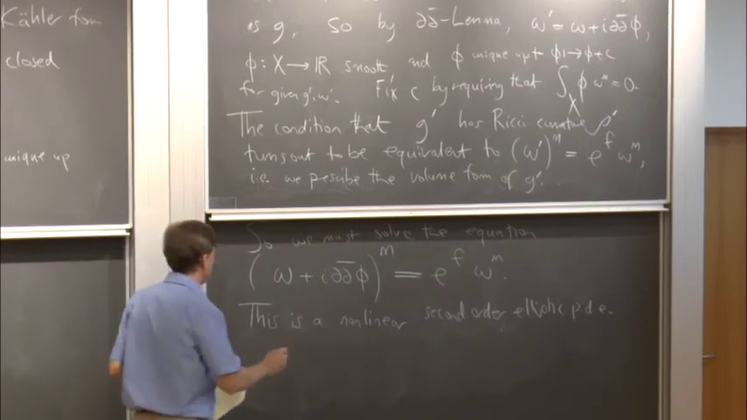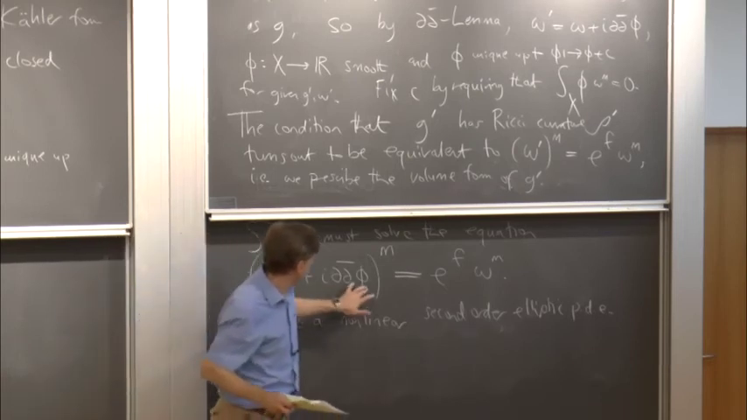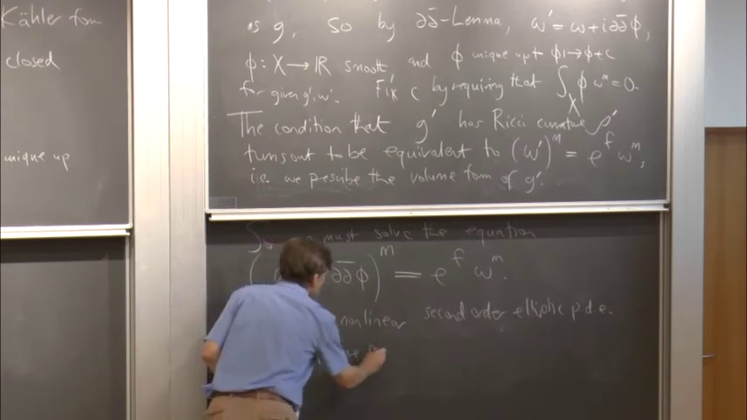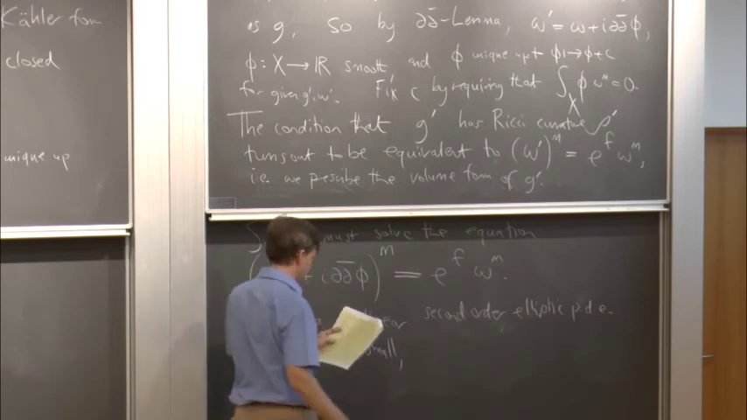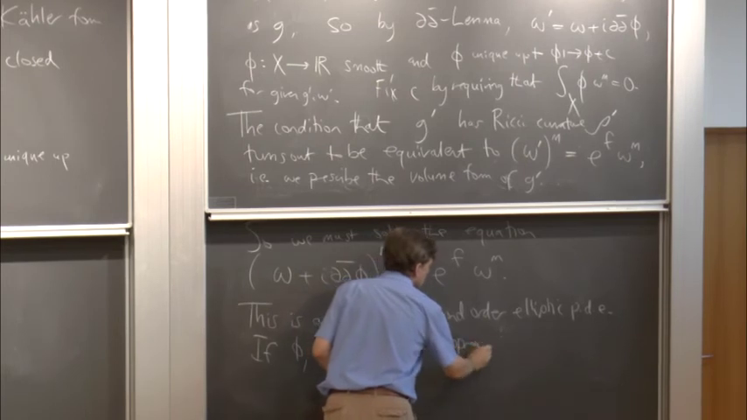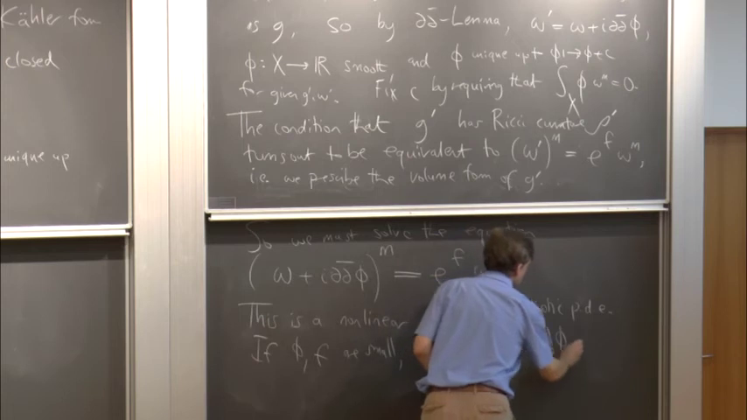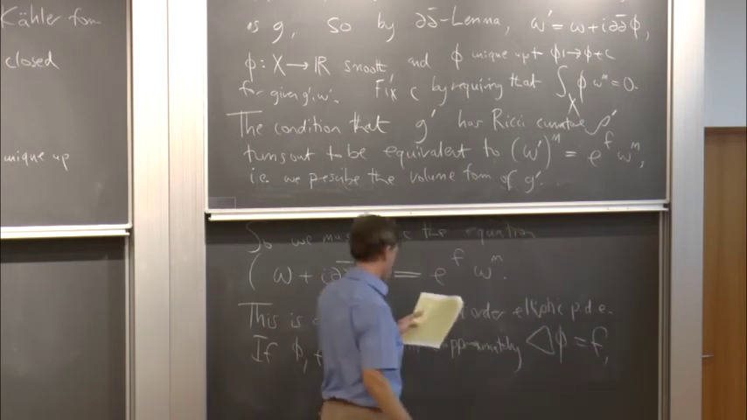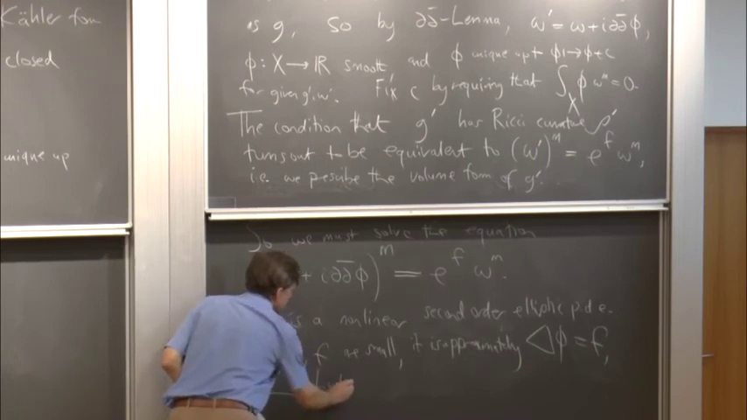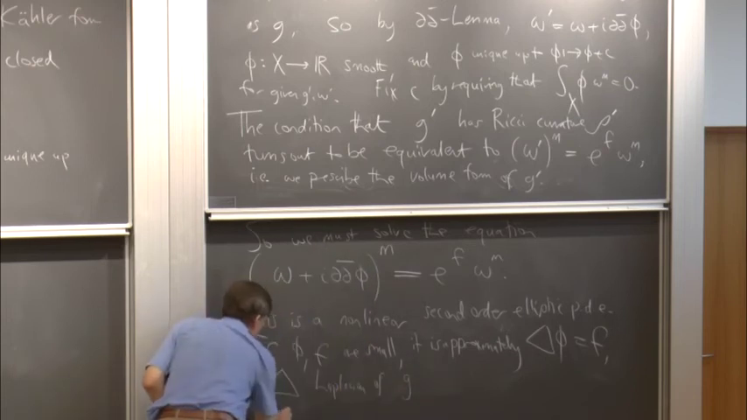And well, so it's non-linear, but if you linearize it around the case in which φ and f are small, it is approximately the Laplacian of φ is f, where Δ is the Laplacian of g, so this is really d*d.